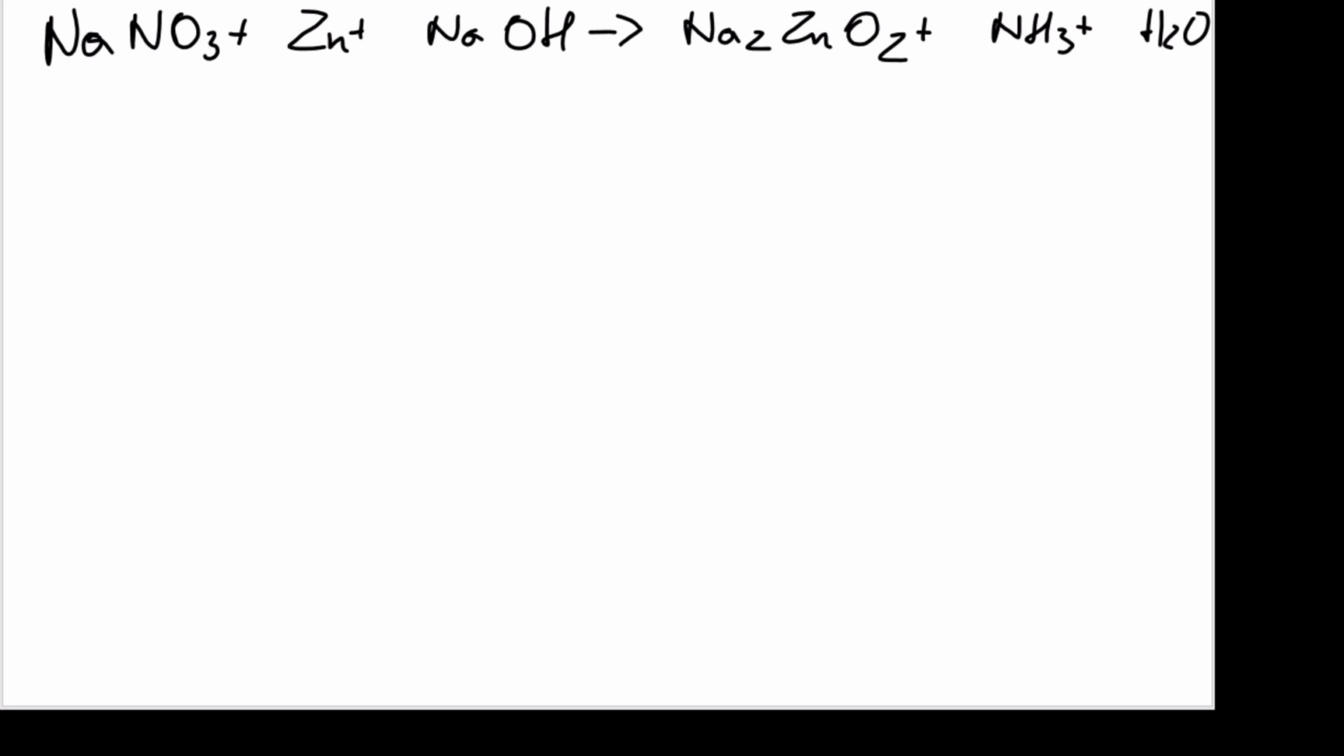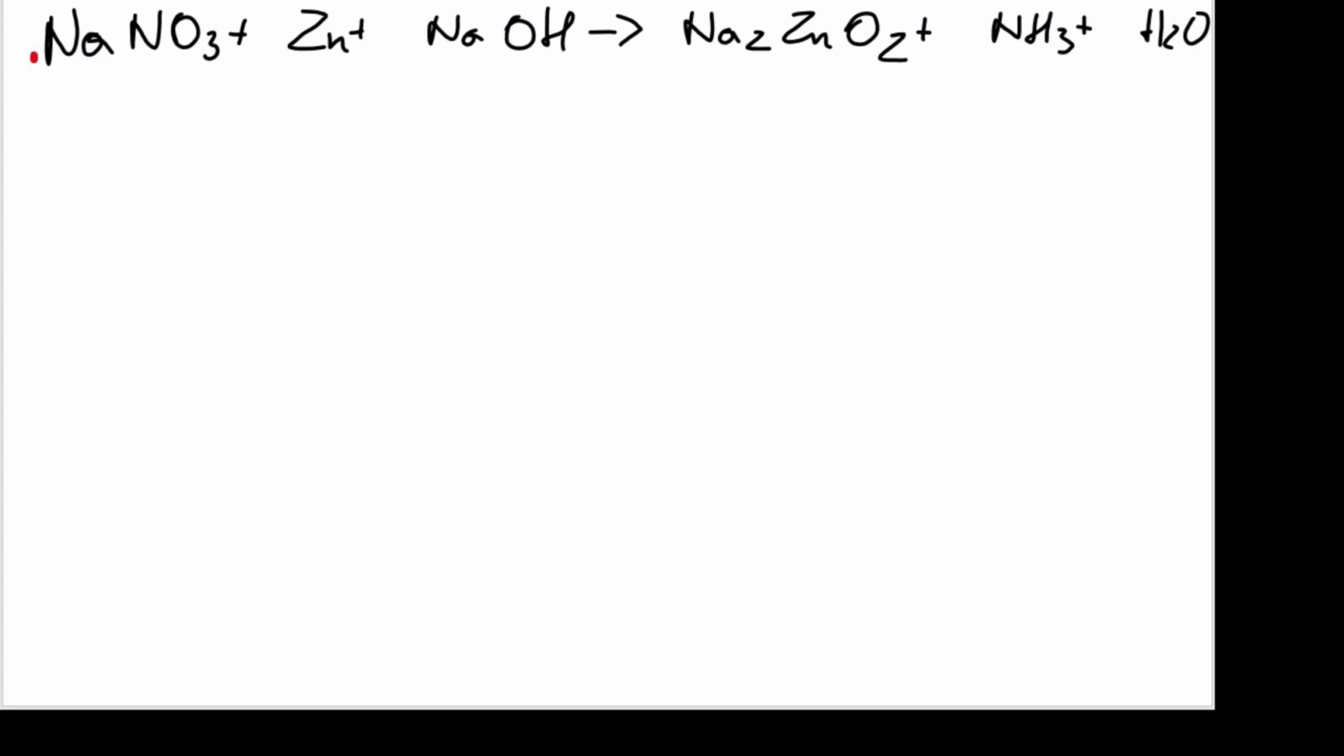For example, we have sodium nitrate, zinc, and sodium hydroxide reaction. We obtain sodium zincate, ammonia, and water particle. Okay, so let's use two previously mentioned methods. The first one utilizes the changes of only atoms' oxidation states. So we need to find what changes their oxidation state.